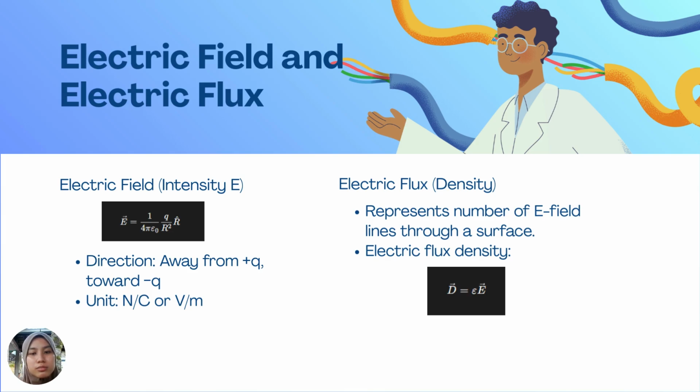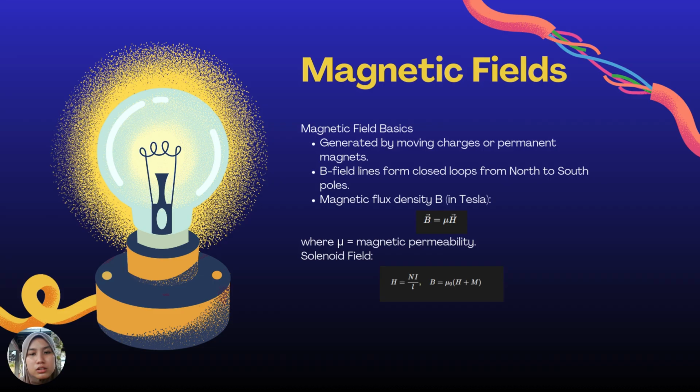For the magnetic field, magnetic field basics. Fields are created by current or magnets. Field lines loop from north to south outside and return inside. Flux density is measured in Tesla. A solenoid is a coil of current-carrying wire. It produces a nearly uniform magnetic field inside. The direction of the field follows the right-hand rule.